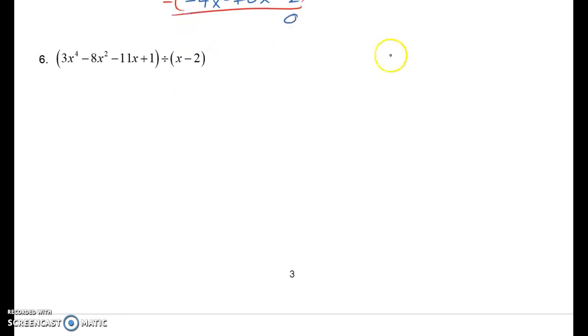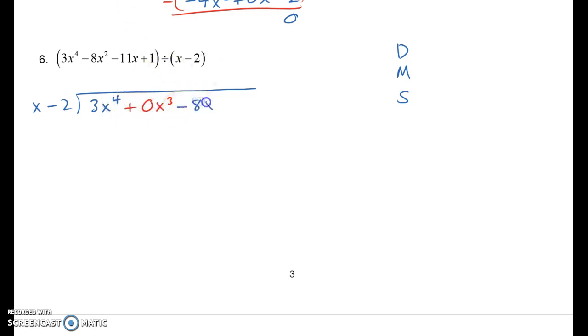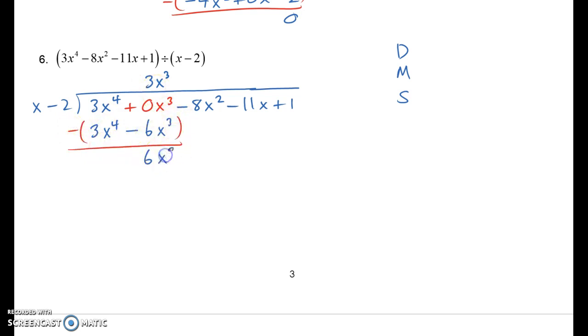All right, and our last example, again, I'll write down our steps here: divide, multiply, subtract. I'm dividing by x minus 2, and in the dividend, there's a missing x to the third. So I'll fill in a 0x to the third where it should have gone, and then fill out the rest, and then we'll start. So 3x to the fourth divided by x is 3x cubed. Those are just using the first terms, but now the whole x minus 2 is involved. So I'm going to multiply. I get 3x to the fourth minus 6x cubed. And then I'll subtract, getting positive 6x cubed, and bring down the 8x squared.